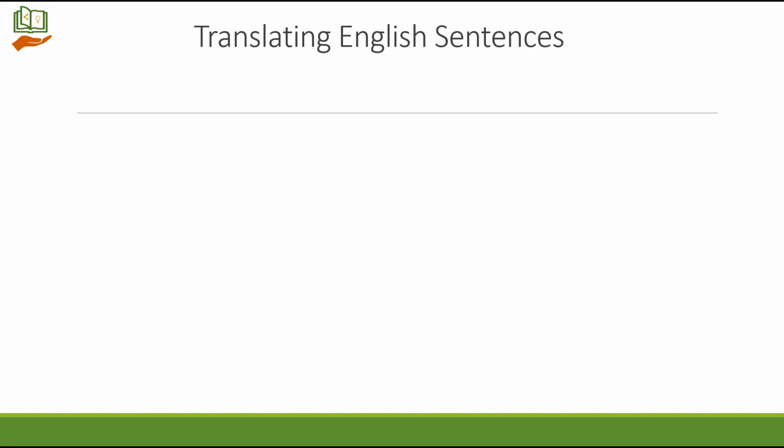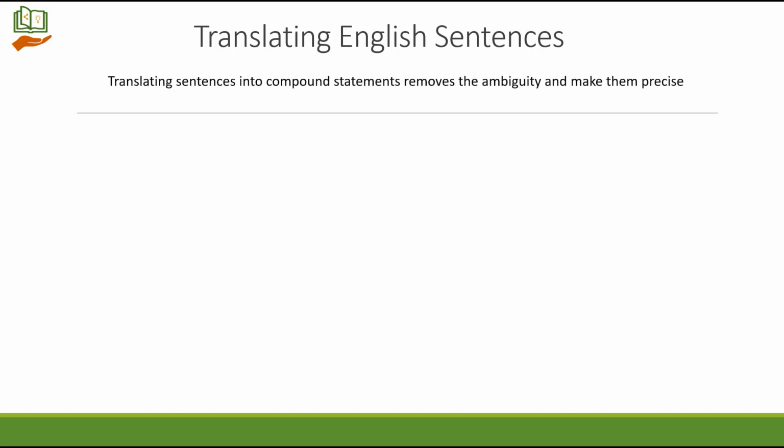So we'll get into translating English sentences. Translate sentences into compound statements. This will remove the ambiguity and make them precise.